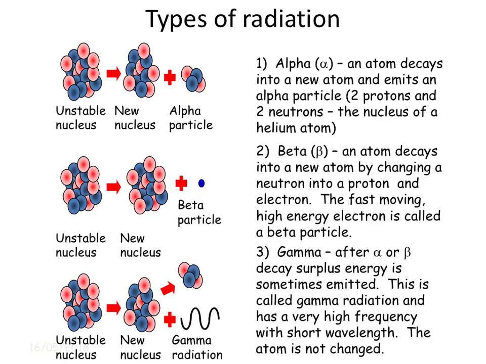You're also expected to know from the AQA syllabus that there's a fourth type of nuclear radiation, or a fourth way that atoms can decay, and that's through emitting a neutron. Remember that a neutron is just part of the nucleus, and some atoms, to become more stable, will emit a neutron.